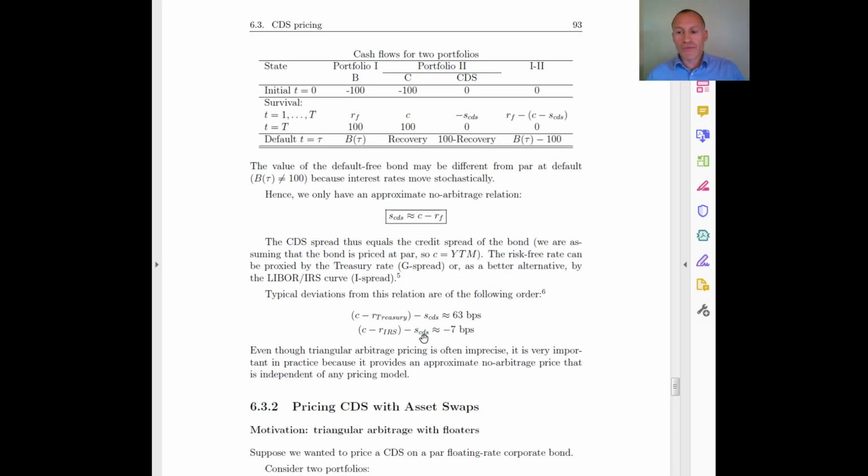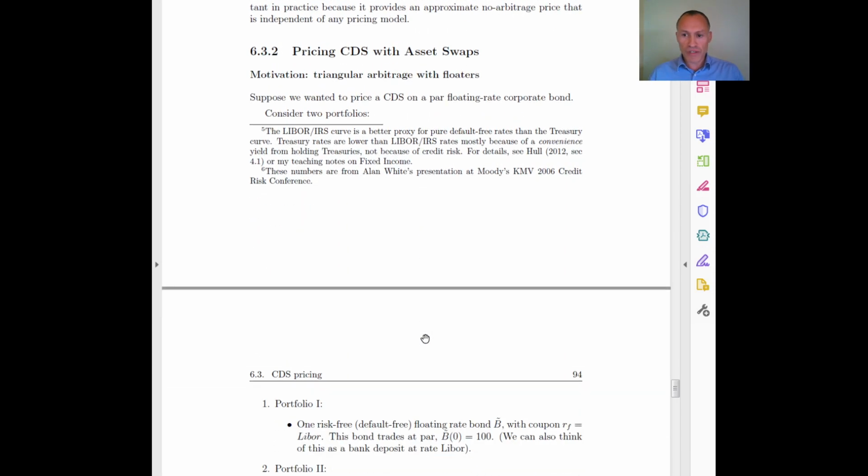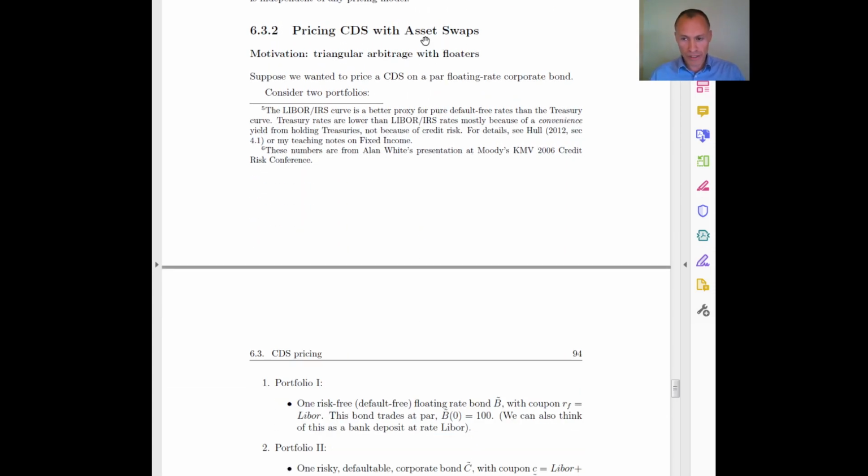Okay, so let's try to improve this approximation. So let's try to price the CDS with the asset swap. The asset swap, recall, was that asset we saw in the previous section at the end of the bond pricing chapter, right? So to motivate why we would want to do that, let's assume for now that what I want to do is to price the CDS on a floating rate corporate bond. So not on a fixed rate bond, but on a floating rate corporate bond.